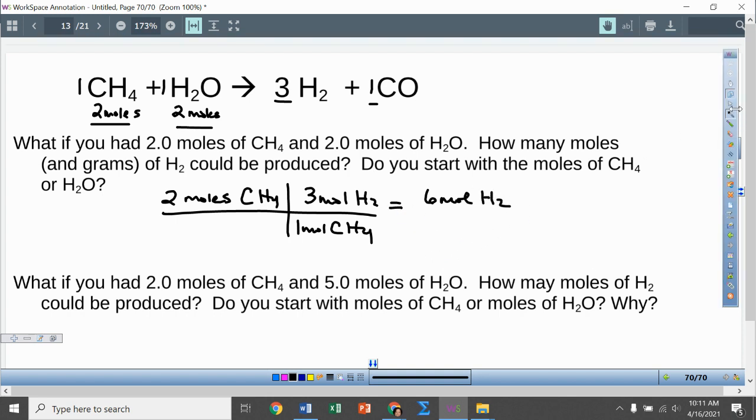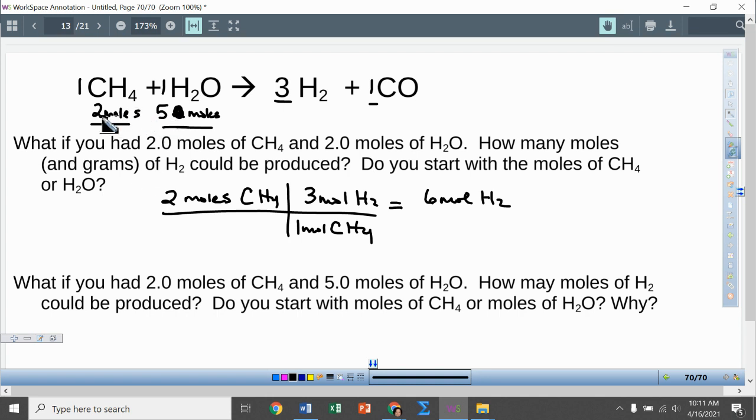Now, this changes a little bit when we say, well, let's say that we had 5 moles. It only changes in what you have to think about. Let's say that I have 5 moles of water. How many moles of hydrogen could be produced? Now, do I start with the 5 moles of water, or do I start with the 2 moles of methane?